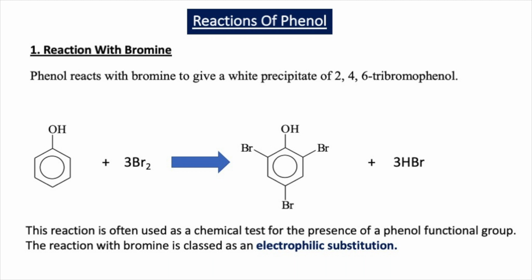Now the reason you get a white precipitate is because the bromine reacts with the phenol and forms 2,4,6 tribromophenol. Now the reaction is electrophilic substitution. Now this reaction and this observation of a white precipitate when you add bromine water to phenol can be used as a chemical test for a phenol functional group.